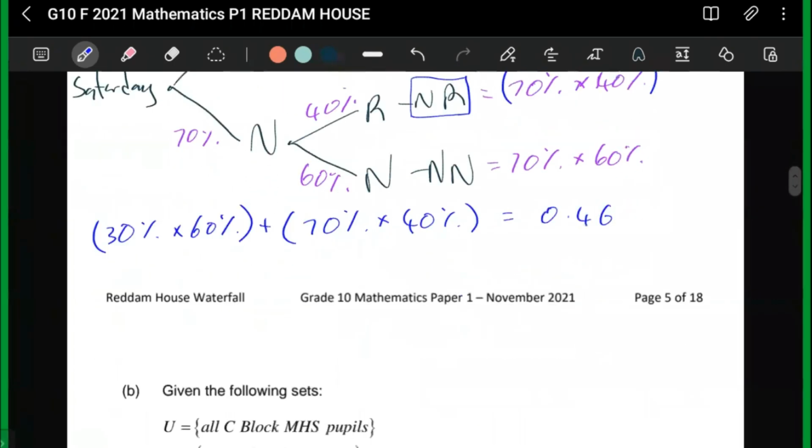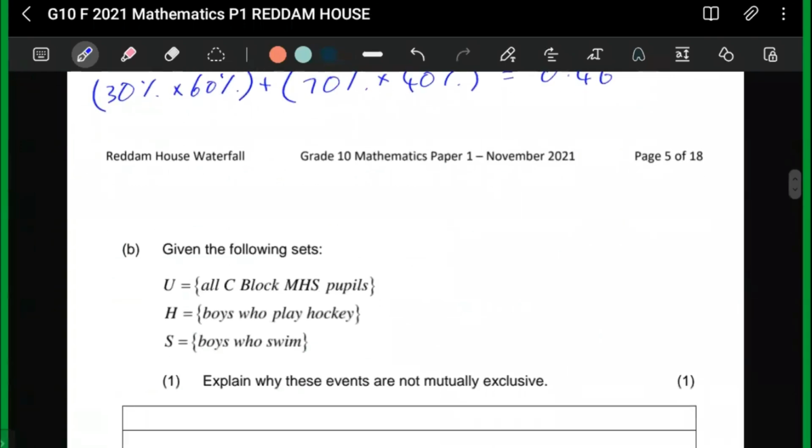Let's move on. It says here, given the following sets, all C block MSA. Okay, so U is representing everyone in block C. H is representing the boys who play hockey. S is representing the boys who swim. So for 1 mark, they're asking, explain why these events are not mutually exclusive.